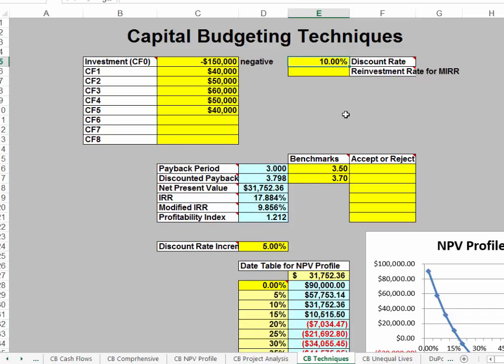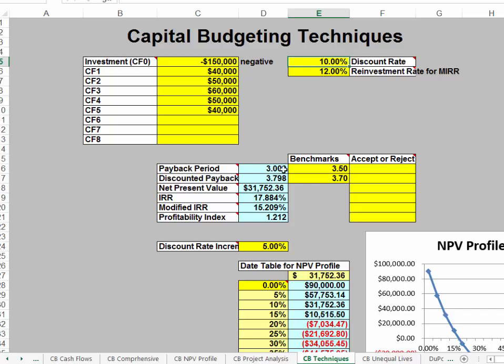The other thing we have for one of our techniques, the modified internal rate of return, is that we need to understand what's going to happen to cash flows moving forward. So let's say that we assume that moving forward interest rates are going to go up, from 10% to 12%. So when we input the data, we see that the discount rate's 10%, we anticipate interest rates to rise to 12%, and that'll help us to analyze the data that we have.